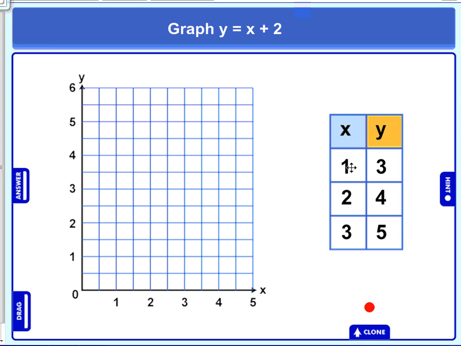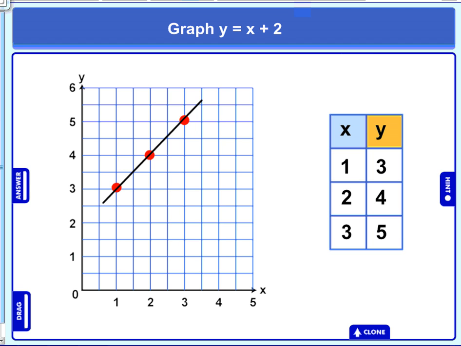Alright, so using this table, I can actually go through and graph these points. So if I were to graph the coordinate pair 1, 3, I could go 1 up to 3, and that would be my first point. All right, my second point would be 2, so I'm going to go 1, 2, then up to 4. All right, and my last point, 3, all the way up to 5. All right, now as you can see, using these points, we can actually create a line that goes through all 3 points. Okay?